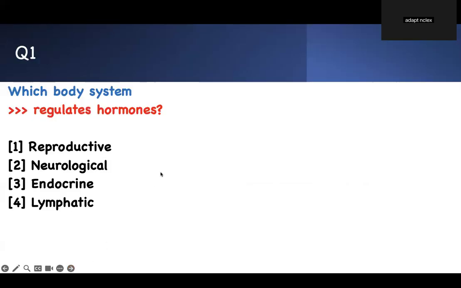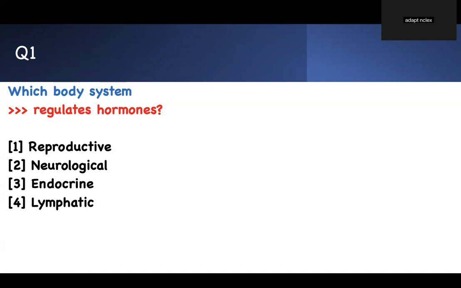How do you answer a question? Read it from the back. What is the question saying? Regulate hormones. That means we worry about hormones, right? Which body system regulates hormones? There are 4 body systems: reproductive, neurological, endocrine, and lymphatic.